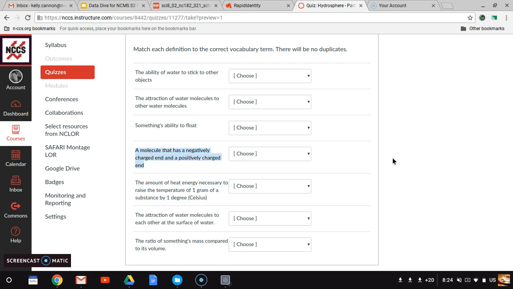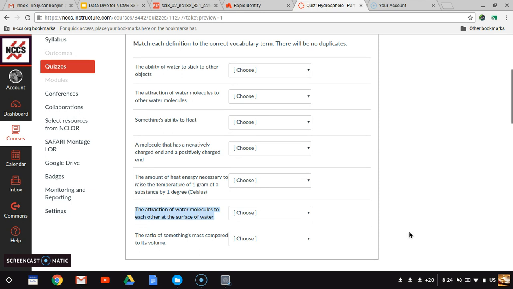The fourth definition, a molecule that has a negatively charged end and a positively charged end. The next definition, the amount of heat energy necessary to raise the temperature of 1 gram of substance by 1 degree Celsius. The next definition, the attraction of water molecules to each other at the surface of water. And finally, in this section for water properties, the ratio of something's mass compared to its volume.